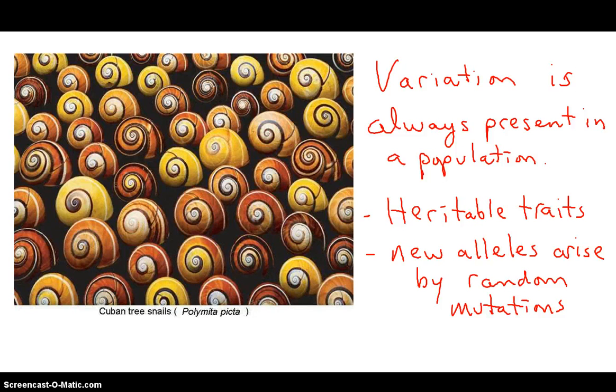We're going to be talking about heritable traits here, things that can be passed on. So if you're talking about humans, maybe an individual loses a finger. They're not going to pass that on to their kids. That's not a heritable trait. So all the things that we're going to talk about for evolution have to be heritable traits. And the new alleles, as we talked about in the previous slide, always arise by random mutations in the population.